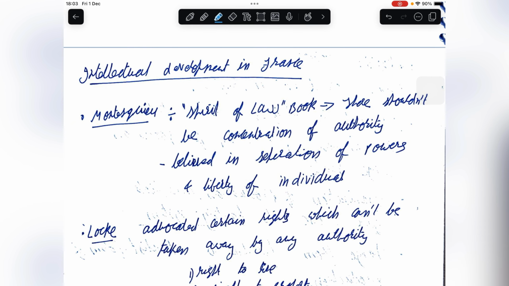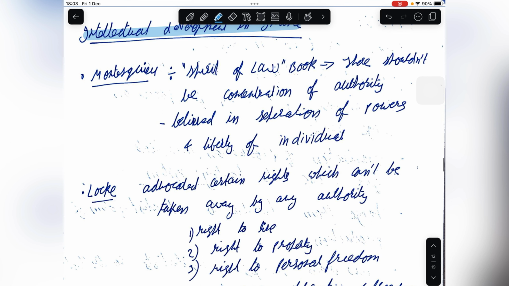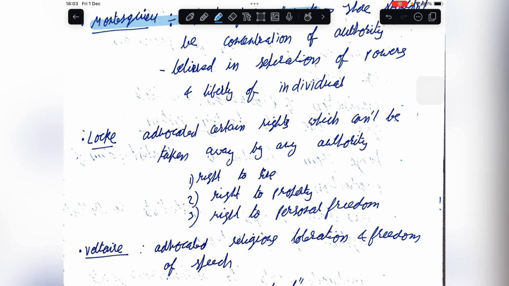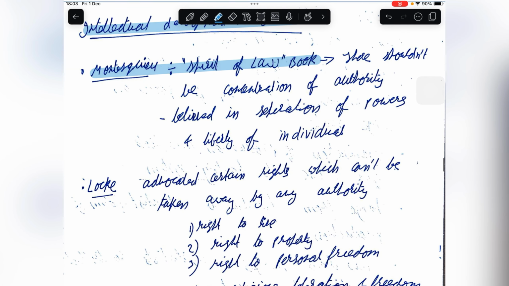Intellectual development in France. There are Montesquieu, Locke, Voltaire, and Rousseau. It is a very important question, so please remember that. Montesquieu wrote the book Spirit of the Laws. It talks about the concentration of authority. He believed in separation of powers and the liberty of the individual.